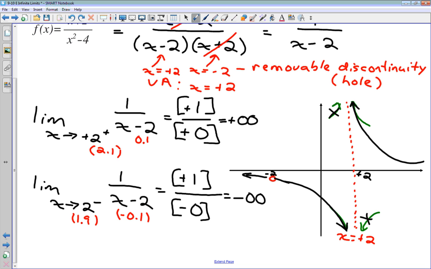So thinking about it in terms of limits just gives us a way of visualizing or trying to think about what is happening on either side of that vertical asymptote.